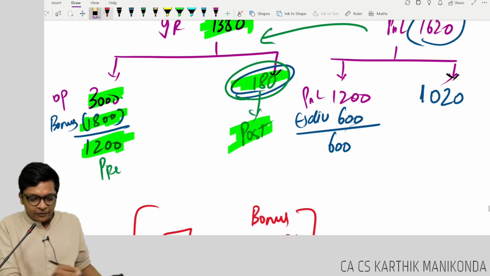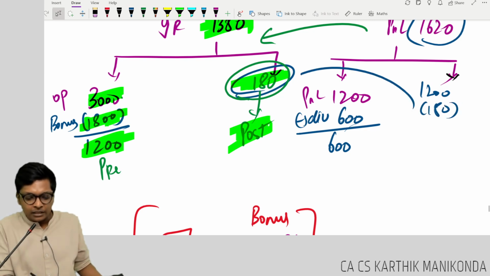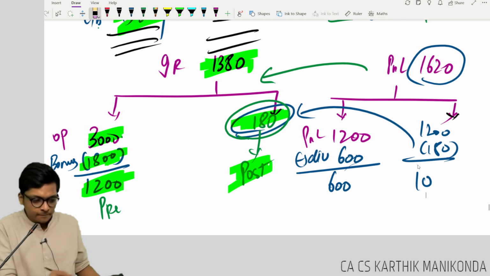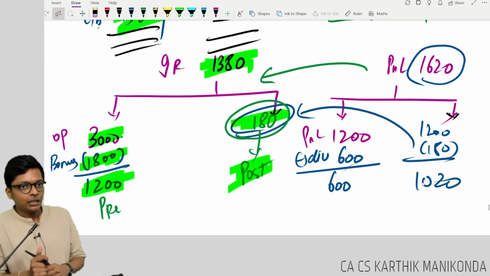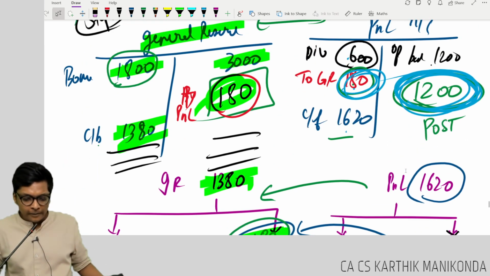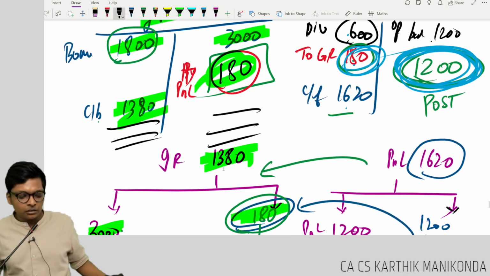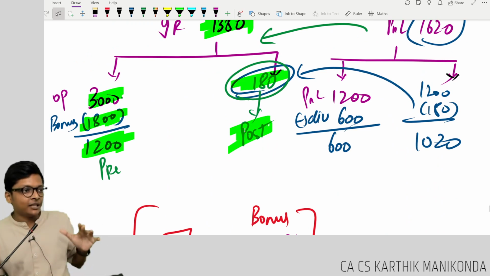In other words, if I have to put it simply for you, I earned 1200 this year, 180 was transferred to my general reserve, so I am left with 1020. Are you following, guys? Let me repeat the whole thing again for everybody's comfort. Which method are you understanding, ledger or chart? You should understand both. Ideally it's the same.